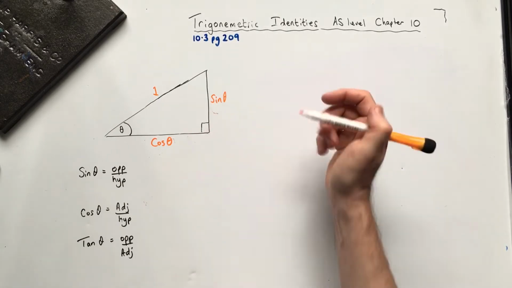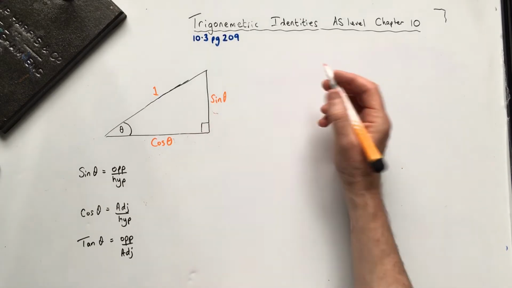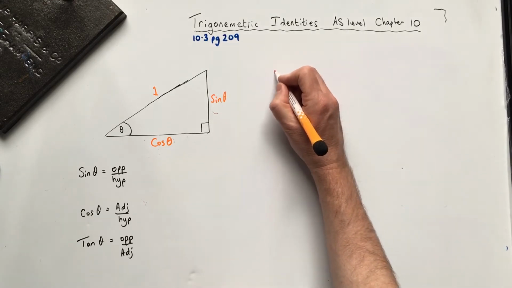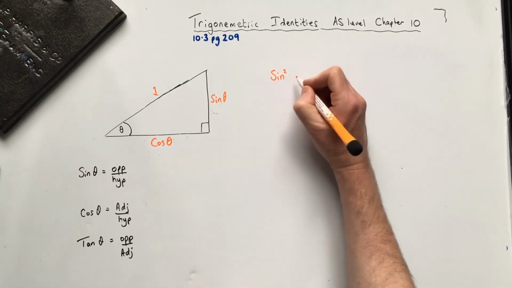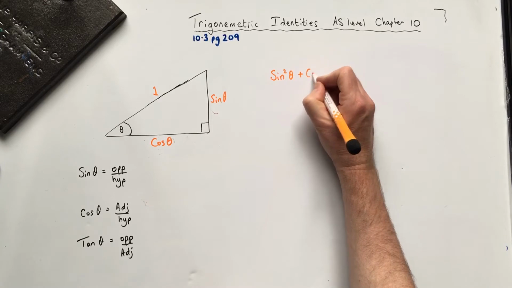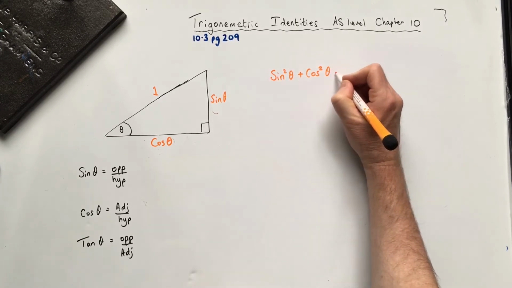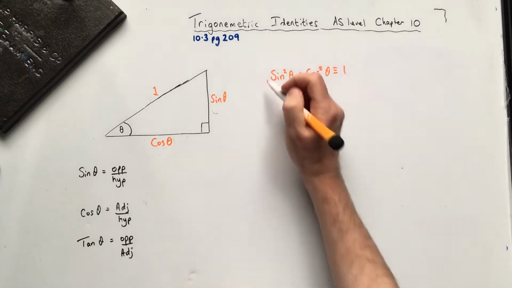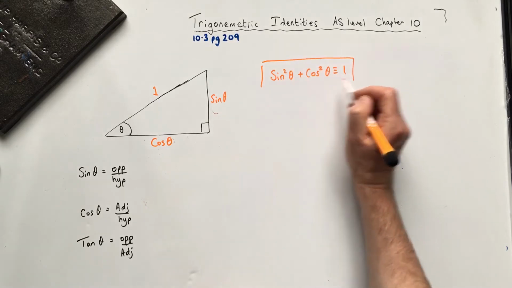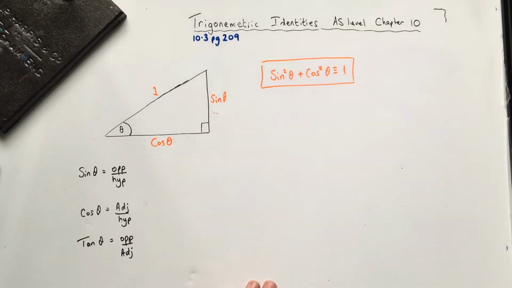We usually, for some reason, see it written down as the sine first. I don't know why that is. So I'm going to write sine squared theta plus cos squared theta is equivalent to 1. You see the three little lines, and there's our first identity that you need to learn off by heart and get used to seeing.